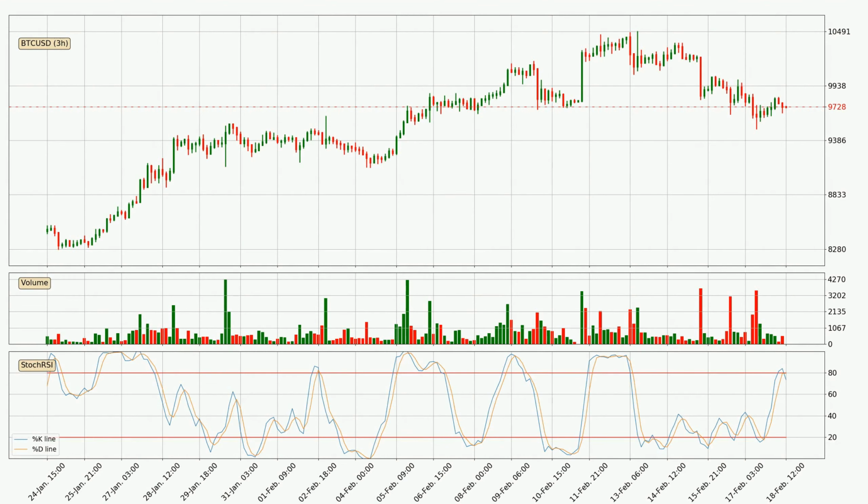Looking at the 3-hourly stochastic RSI, there are no signs of the stochastic RSI being oversold or overbought at this time, but the %K line is below the %D line, which means the current trend is on the downside.